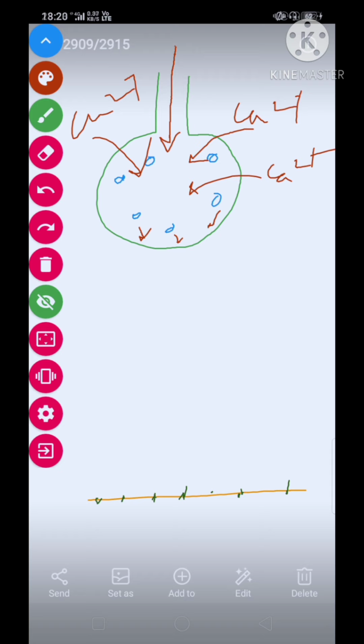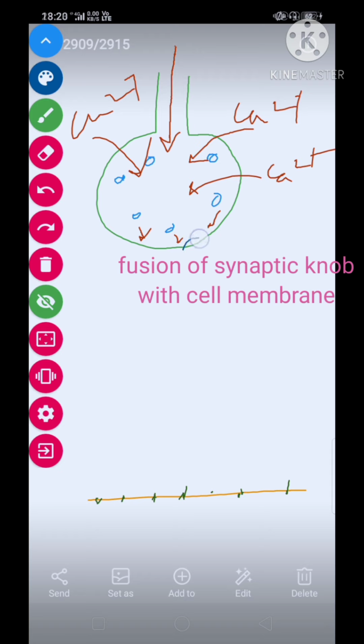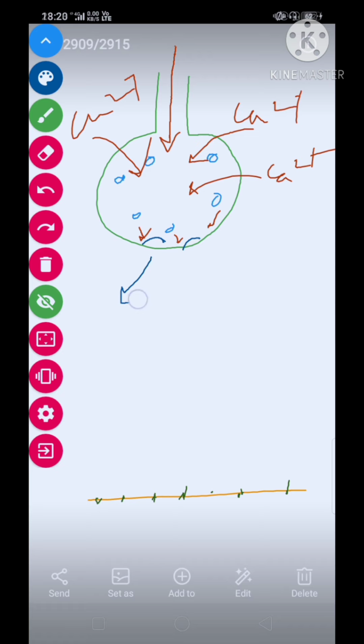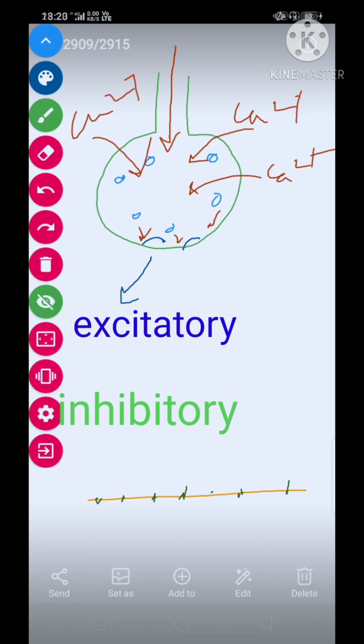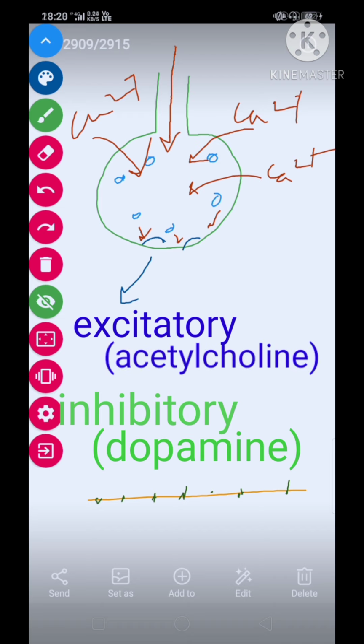And when the synaptic vesicles fuse with the cell membrane of the synaptic knob, there will be release of chemicals. These chemicals are of two types, excitatory and inhibitory. The main excitatory chemical is acetylcholine and the inhibitory one is dopamine.